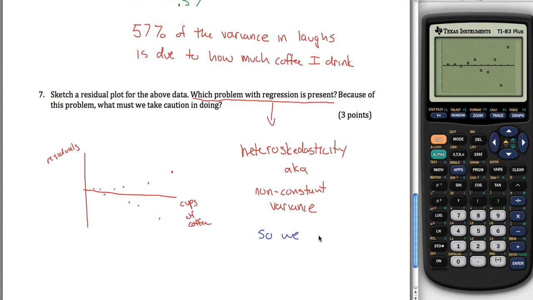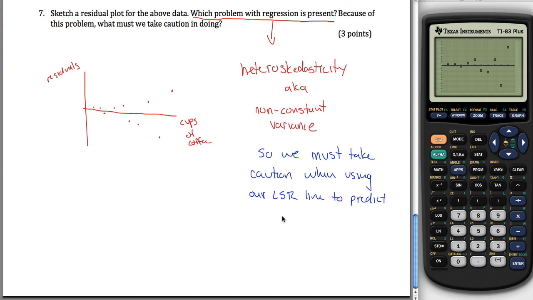So we must take caution when using our LSR, our least squared regression line, to predict large values of x. In other words, when x gets big, it starts to vary a lot on y. Our line's not as good as it used to be. So if you're going to make predictions using this line, be kind of careful if you're predicting large values of x. Know that your line might be wrong. There's a way to fix that, but there's not a way to fix that in this class. So that is the end of the quiz.